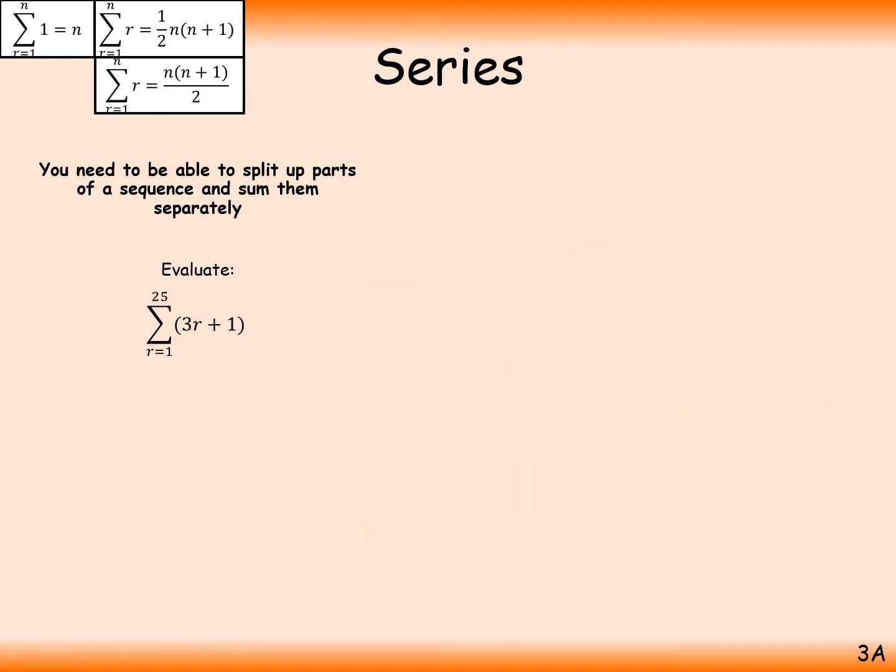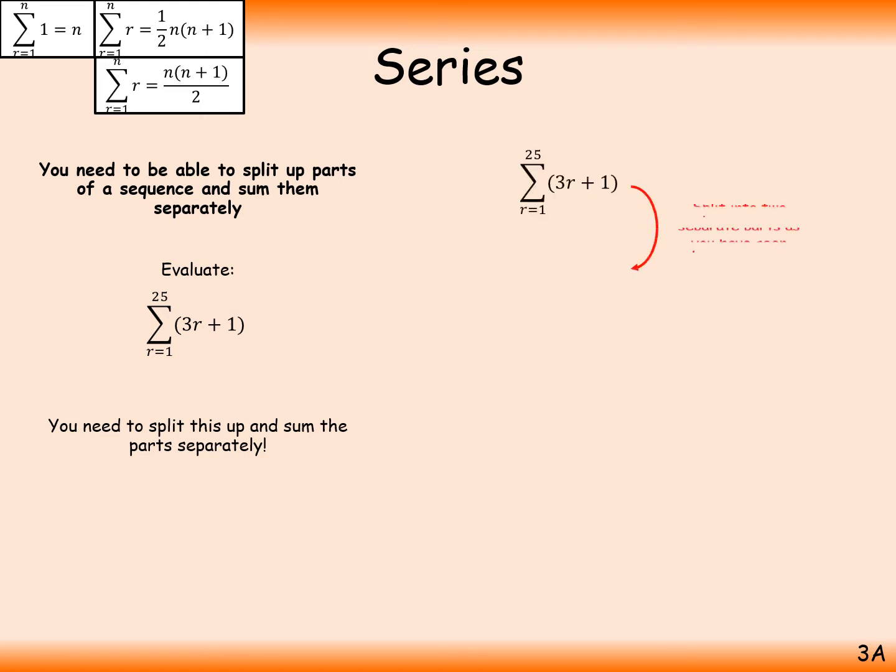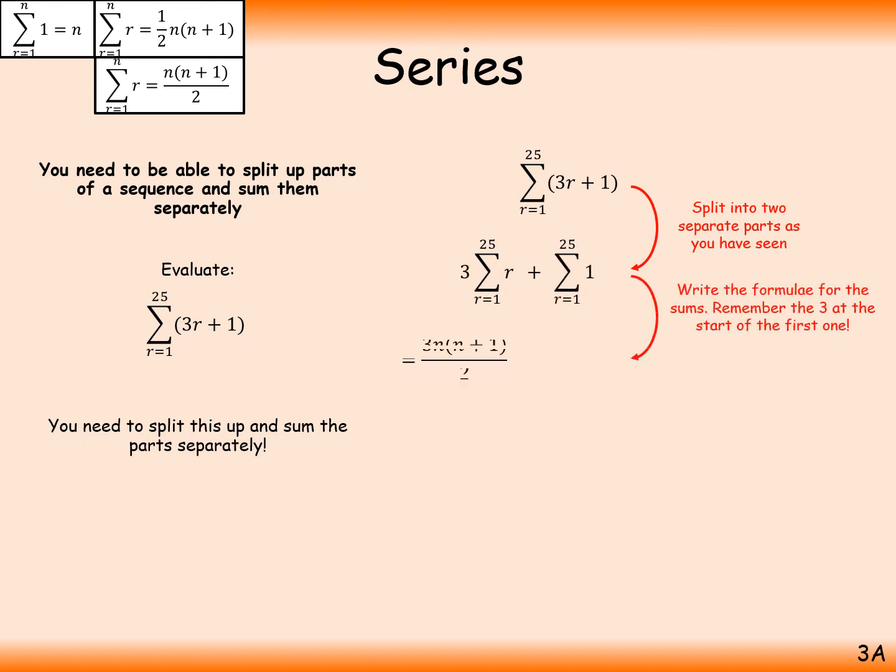Okay, so you guys pause the video and have a go at this one. So again, we're going to split these up. So if we take the 3 outside, and so for the first one, 3n, n plus 1 all over 2, and then we've got n lots of the 1.